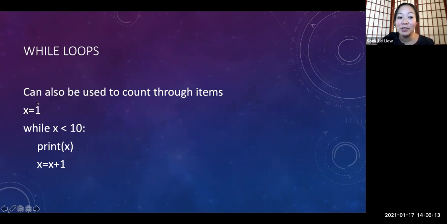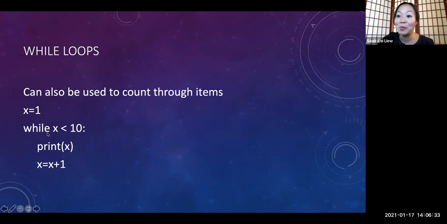You can also use a while loop. This can be used especially to count through items. For instance, you have to set the value initially. It's called initializing the variable. So X is initialized, or set, to 1. Then we say while X is less than 10. While this value of X is less than 10, we're going to print the value of X.